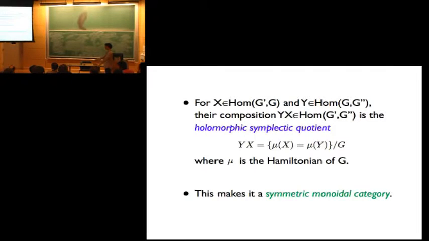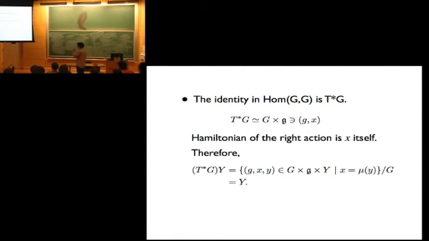So we defined the source category, and we defined the target category. Oh, sorry. And eta G is going to be a functor between the two. And there is a nice identity in this Hom(G, G), which is the cotangent bundle to the group itself. So T star G can be naturally identified, using left invariant form or right invariant form, as G times its Lie algebra. A typical element here is a group element G and a Lie algebra element X. So the Hamiltonian of this right action is, you can calculate easily, X itself.